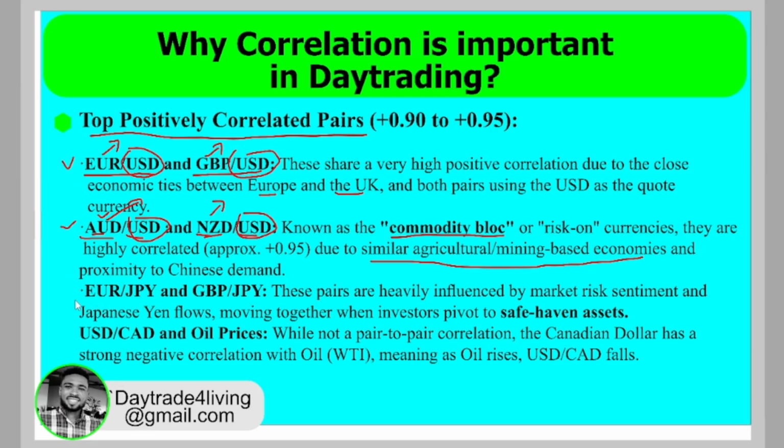Okay, write them down so that you master them by heart in your head. Then we have the Euro JPY and the Pound Yen. See the Euro again and the Pound, which means always the Euro moves with the Pound. So the Euro with the Yen and the Pound with the Yen. Why are they positively correlated? Because they are heavily influenced by market risk sentiment, which means it's like a safe haven.